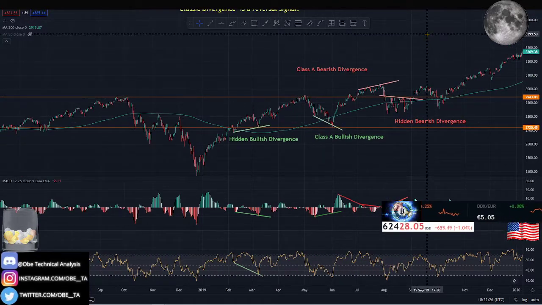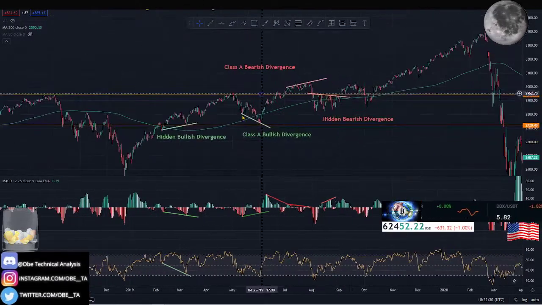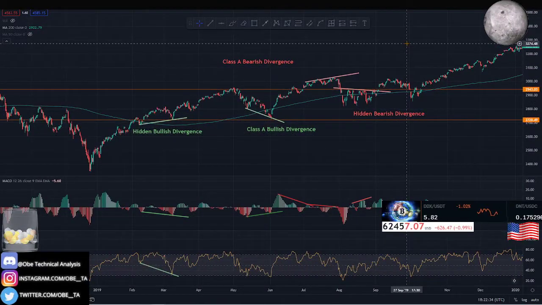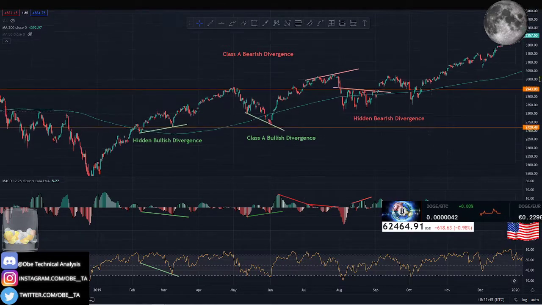All right, so that's your hidden bearish divergence. Now, to the classic divergence. Remember, classic divergence is the reversal signal. We're going to take a look at Class A bullish divergence. There is Class A, B, and C, A being the strongest, B being second strongest, C being the weakest. For time's sake, we're only going to look at Class A.